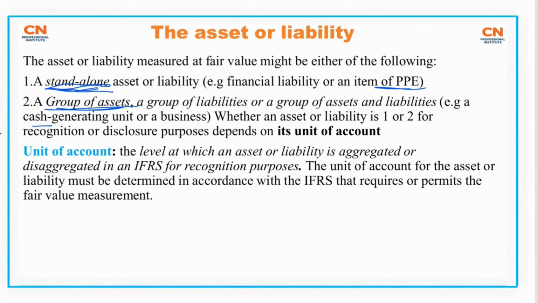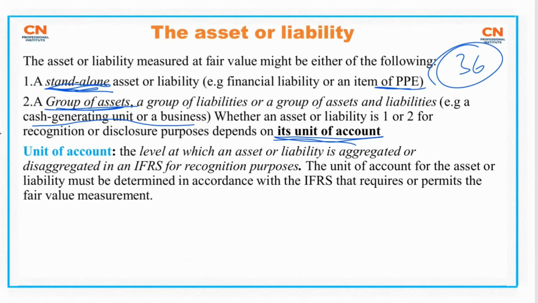Example, cash generating units. Cash generating units, we've looked at that in IAS 36, impairment of assets, right? All right, we looked at it in IAS 36, impairment. So we have cash generating units, CGUs. Sometimes you can just put them together and determine their fair value. And this is what we call the unit of account.